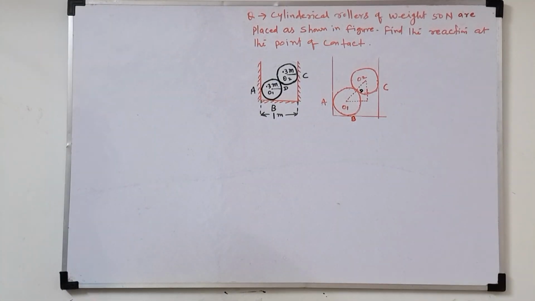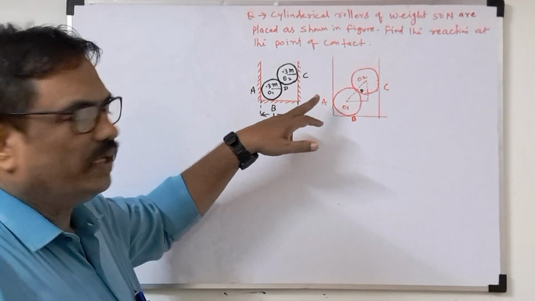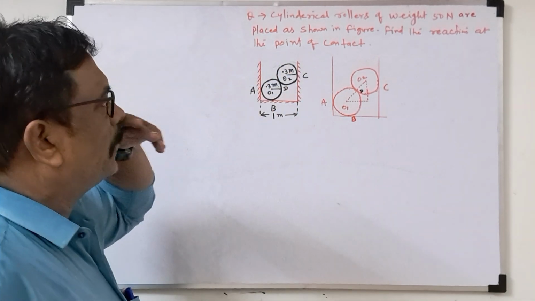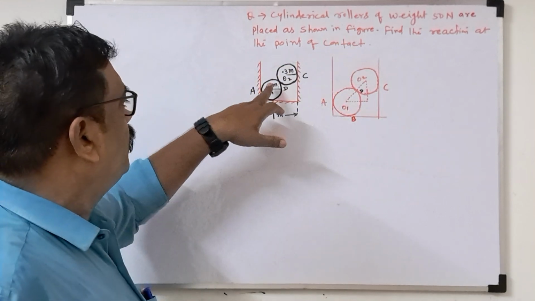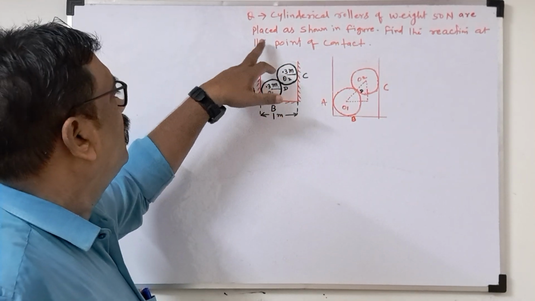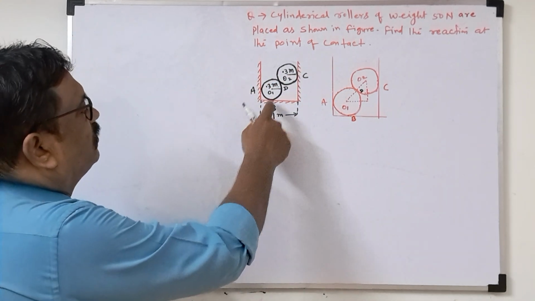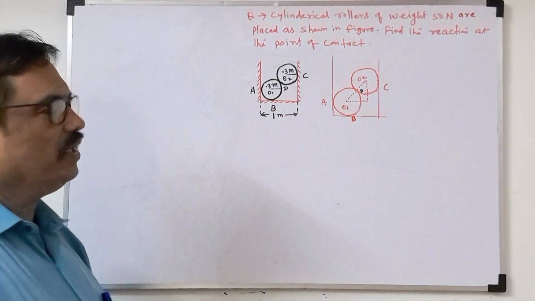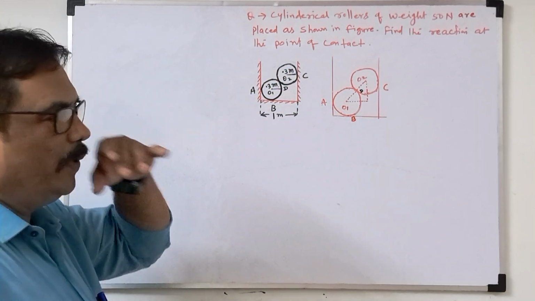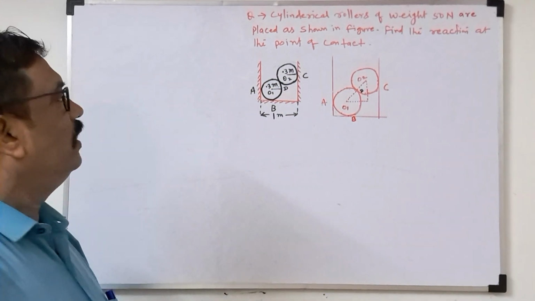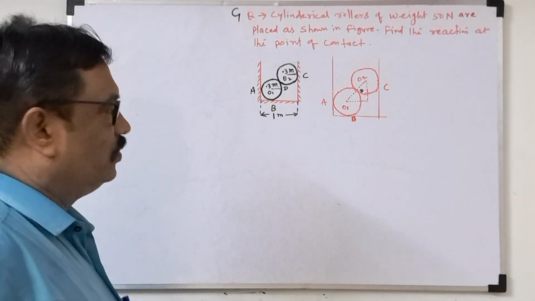Today I am going to discuss one problem where they are asking to find the reactions at each contact point. How is the question given? Two cylindrical rollers, both of weight 50 Newton, are placed as shown in the figure. They are asking to find the reactions at each point, or sometimes they ask for the reactions at the contact point, the reaction at C. Objective questions like this will also come. These questions are generally asked in GATE and university exams also.